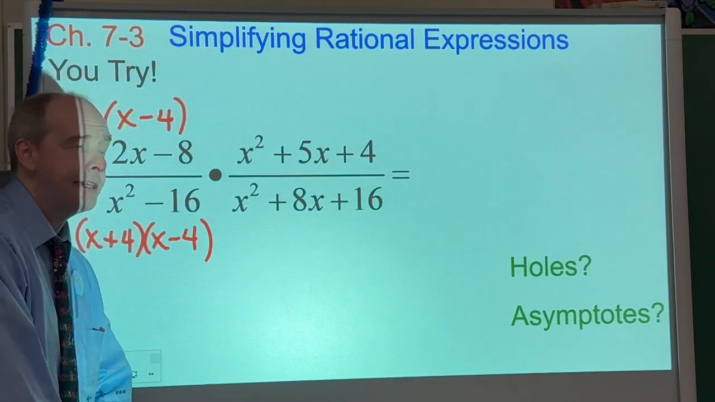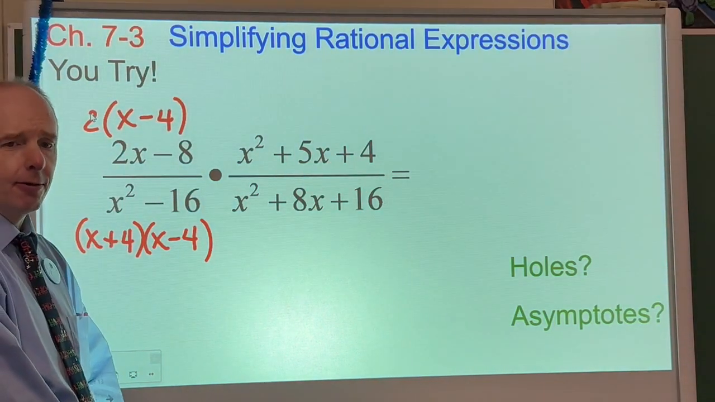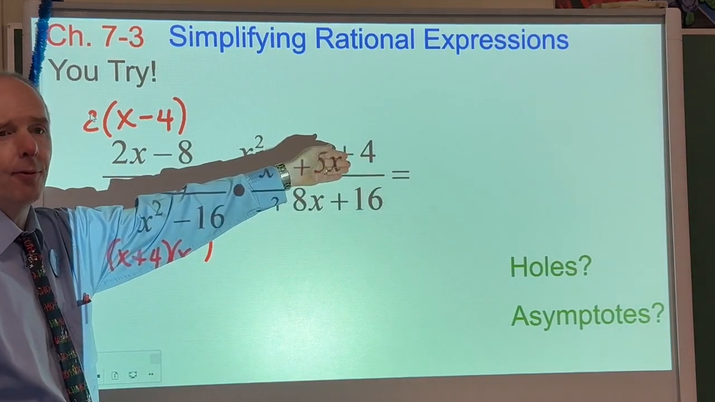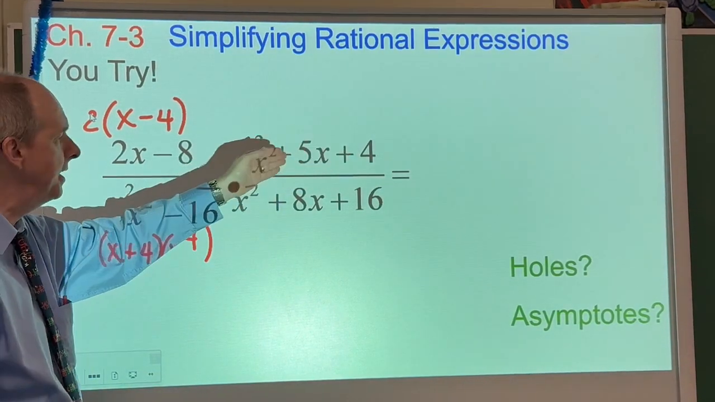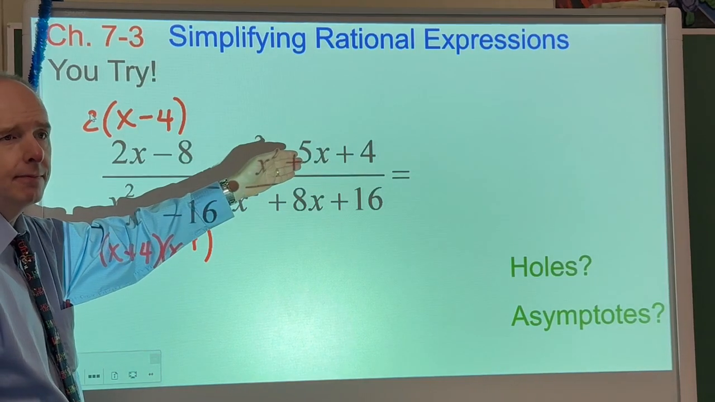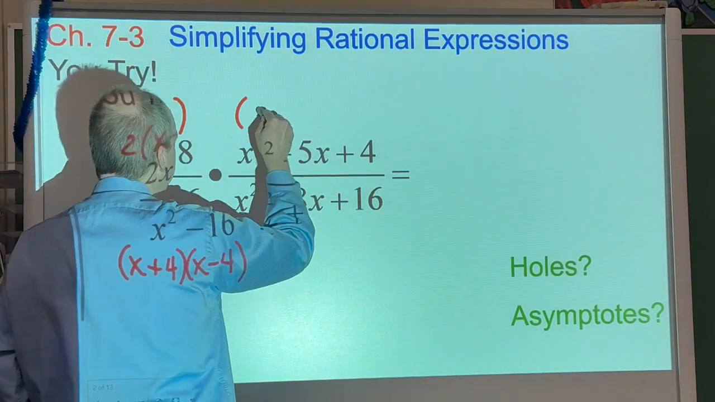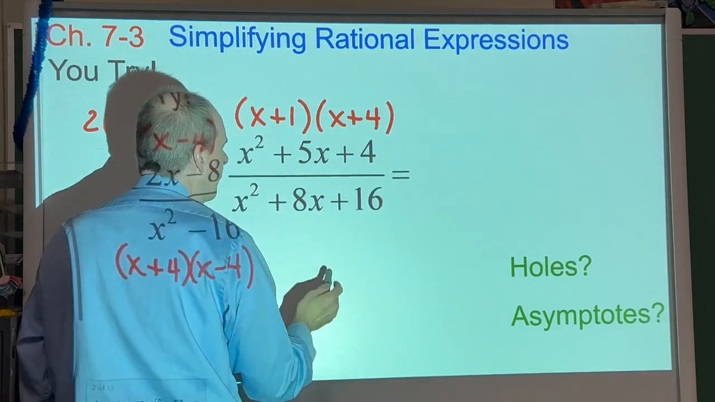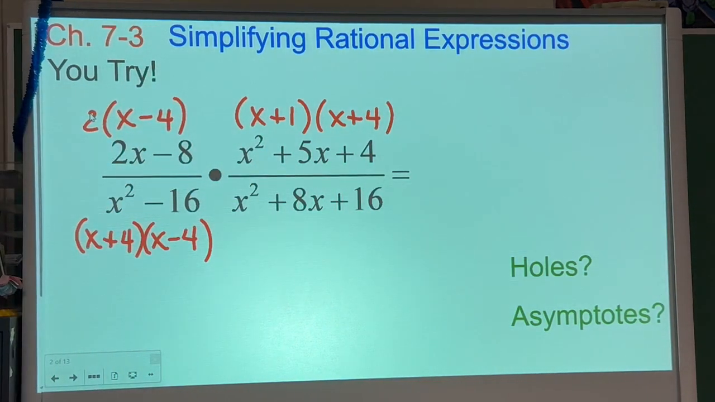X squared plus 5x plus 4. This is a trinomial. Things that multiply to 4: 1 times 4, 2 times 2. Which ones add up to 5? Oh, 1 and 4 does. Things that multiply to 16, but add up to 8. Well, not 1 and 16, not 2 and 8, but 4 and 4.